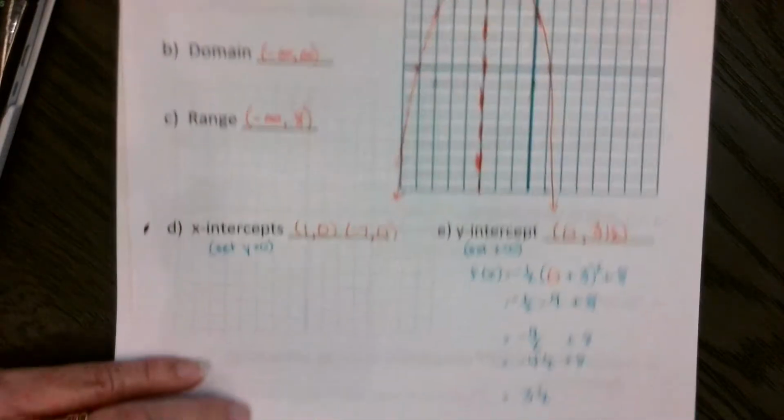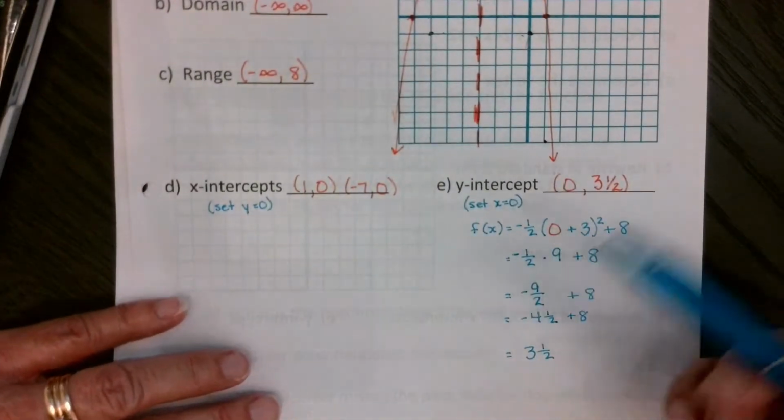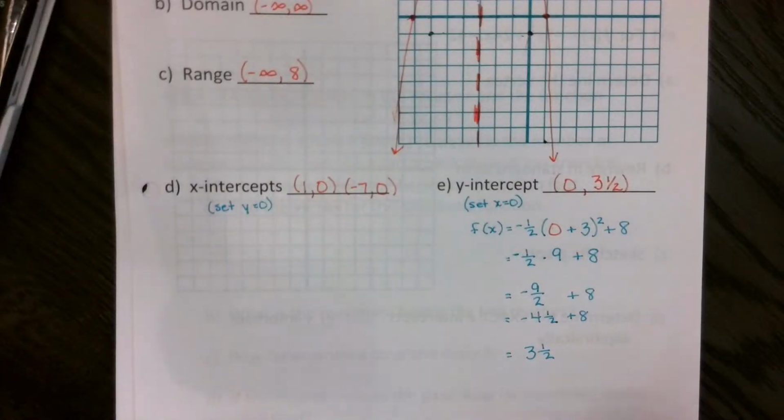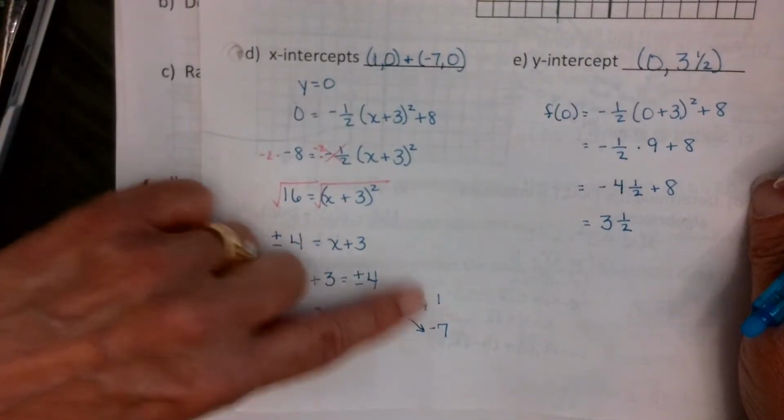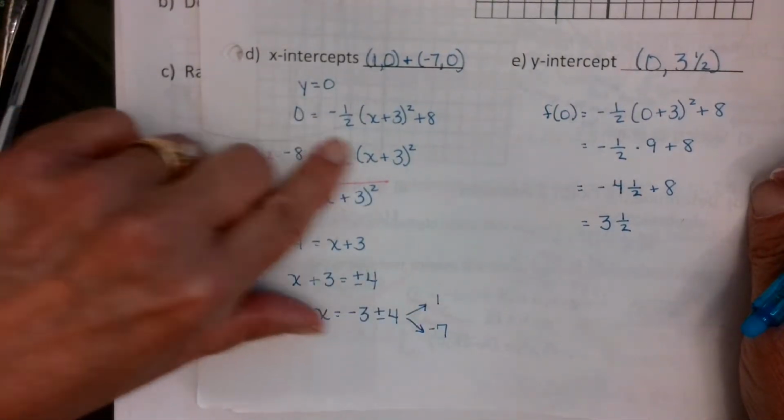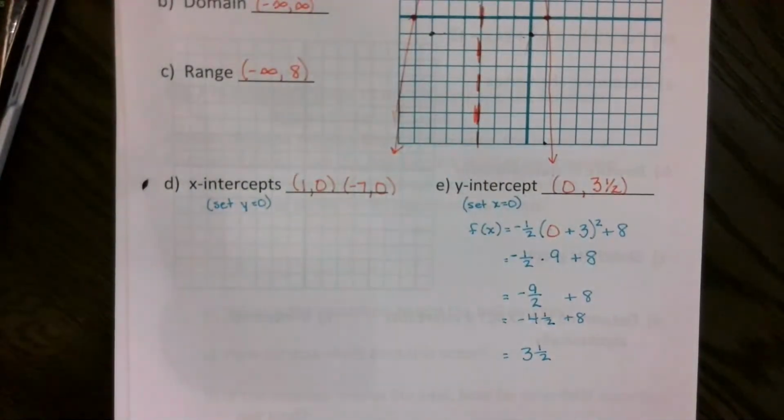So I just wanted to make sure that that is right, because it looked like it. And if you'd have done all this, which you didn't have to, you would have found that we got the same thing. Again, you would plug in 0 for x and solve.